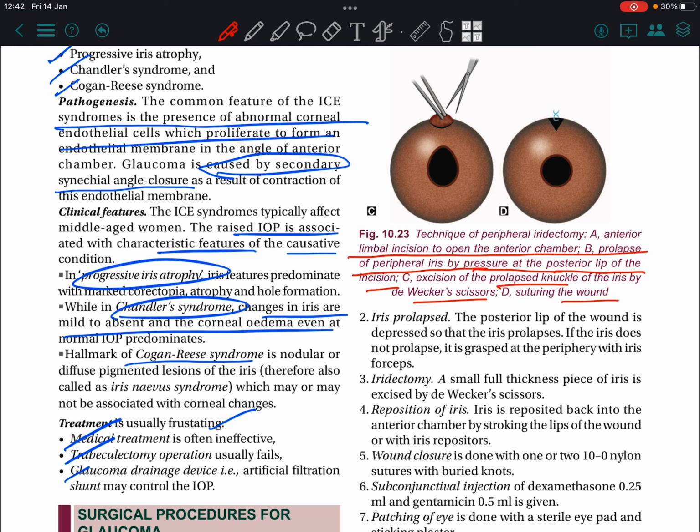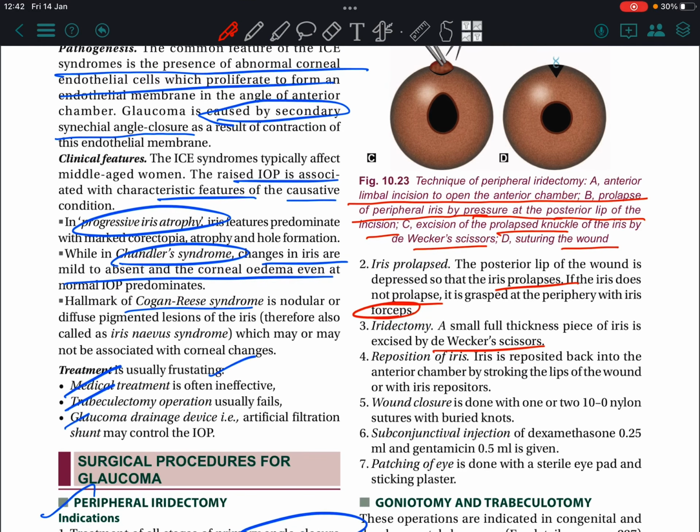Iris prolapse: the posterior lip of the incision is depressed so that the iris prolapses. If the iris does not prolapse, it is grasped at the periphery with iris forceps. Iridectomy: a small full thickness piece of iris is excised by Vannas scissors. Reposition of iris: the iris is reposited back into the anterior chamber by stroking the lips of the wound or with an iris repositor. Wound closure is done with 1 or 2 10-0 nylon sutures with buried knots.